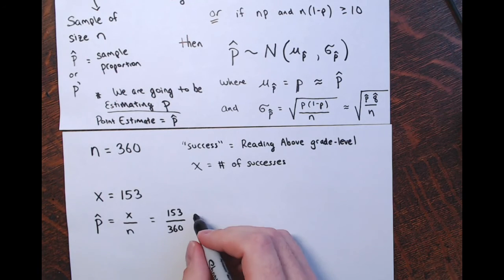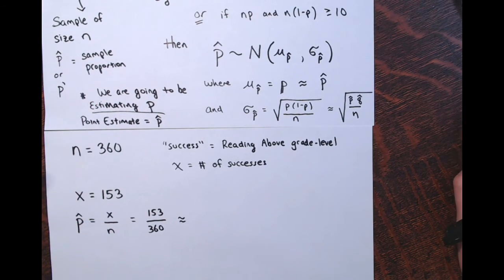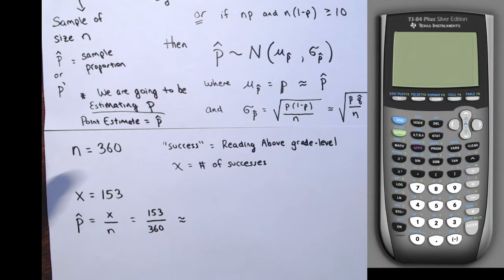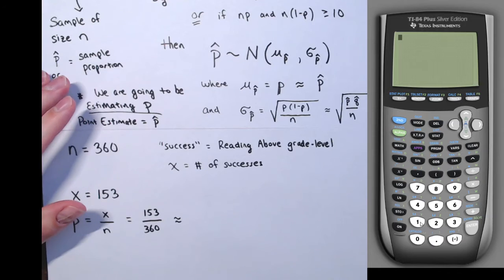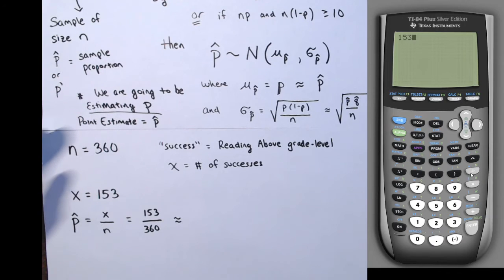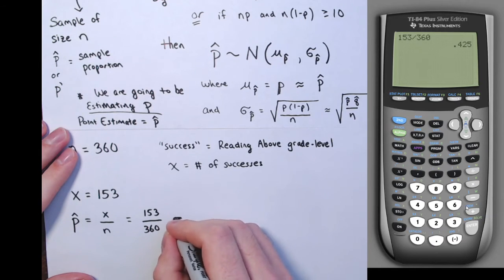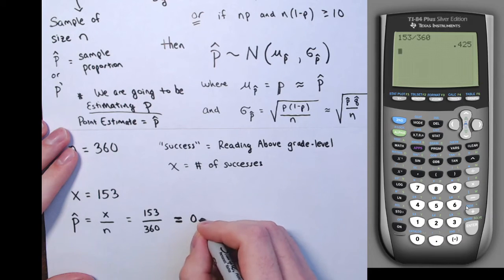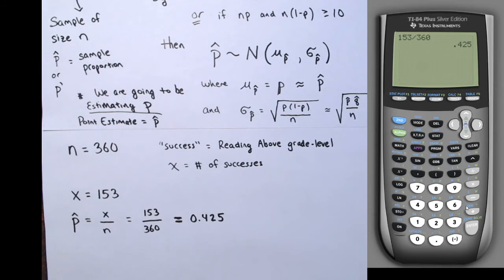I'll leave it like this. Now you could round it. I'll put it in a calculator. You'll pull a calculator up. And we take 153 successes divided by the 360 kids. So I don't need to round, it's perfectly even. So our sample proportion, our p hat, is 0.425.